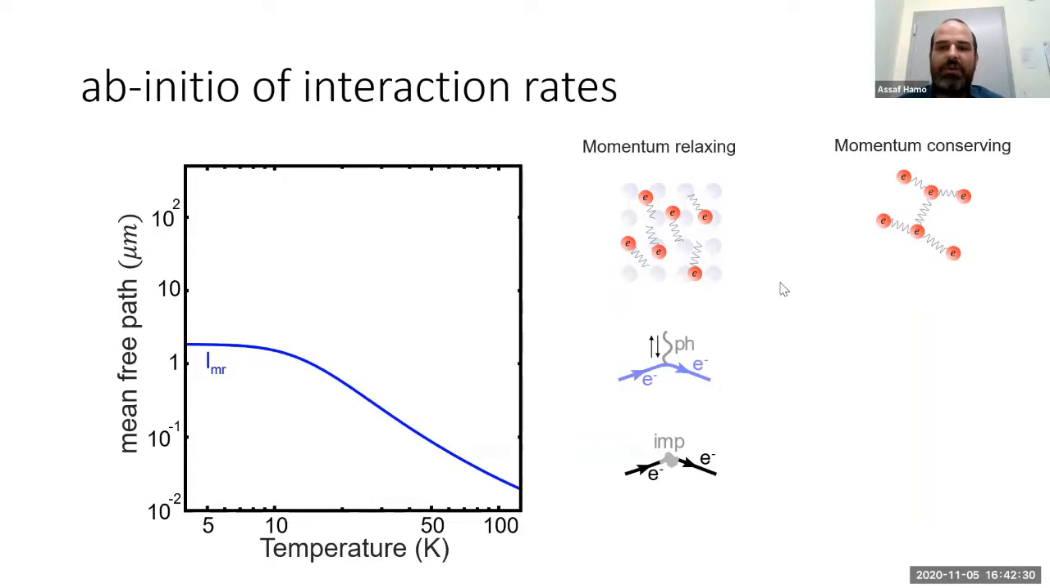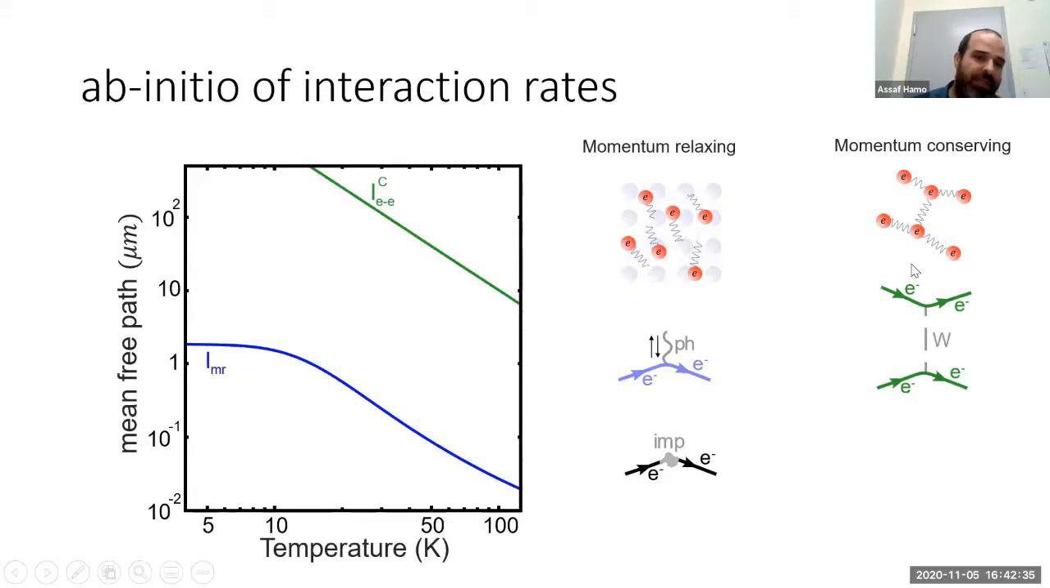So what about the interactions between electrons themselves? If you take into account just the Coulomb interaction, as I was saying before, this is this curve. This is very weak in this material, about 2 orders of magnitude weaker than the momentum relaxing interaction. It is unlikely that the hydrodynamic effect in this system has to do with Coulomb interaction. So again, it's unclear what's going on in the system.